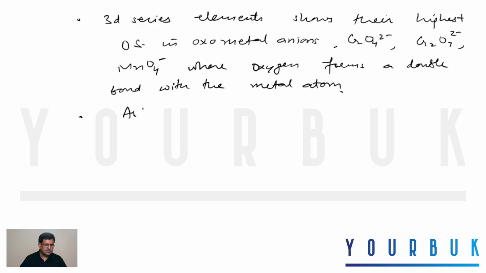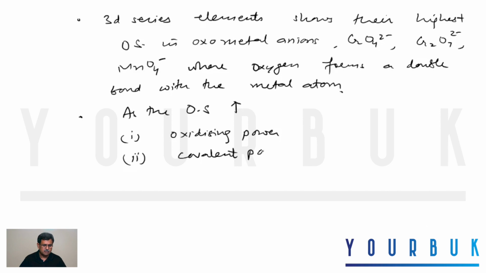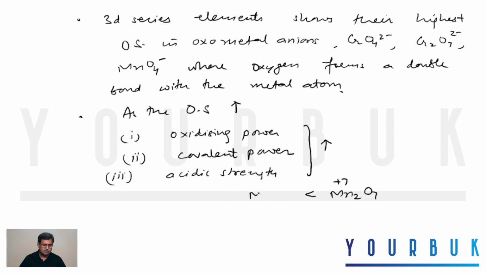The next point is, as the oxidation state increases, these are three very important points. First, the oxidizing power increases. Second, the covalent character increases, polarizing power increases. And third, the acidic nature increases, acidic strength increases. So higher oxidation states are more acidic, more oxidizing, and more covalent. For example, this is Mn2O7. This oxide of manganese with +7 is most acidic. Then we have MnO2 where manganese shows +4, and then we have MnO where manganese shows +2.